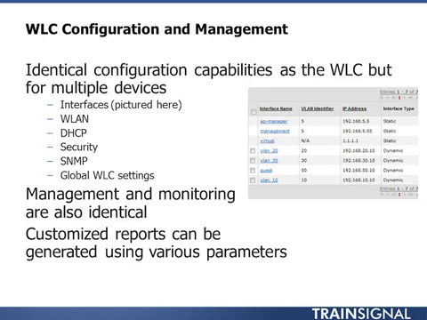You can configure the interfaces, which is what we have pictured here in the diagram. You can configure the wireless LANs. You can configure DHCP, the security settings, both the Layer 2 and the Layer 3 security settings. You can change the SNMP settings, and indeed the global wireless LAN controller settings. So there's really nothing that you can't do from this central location.